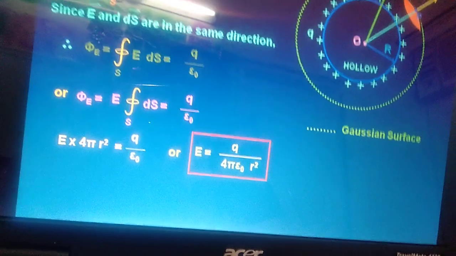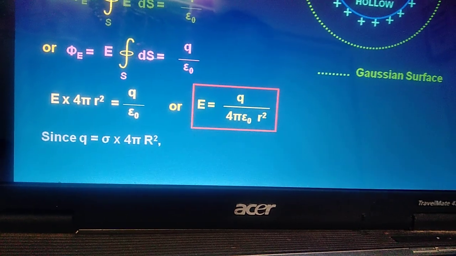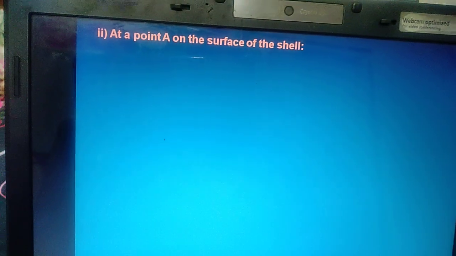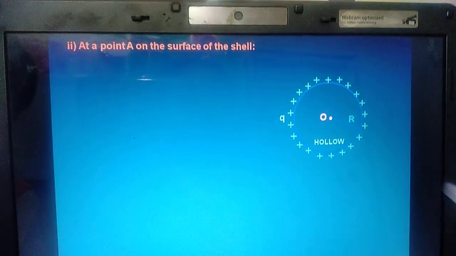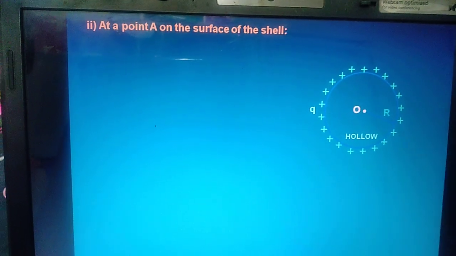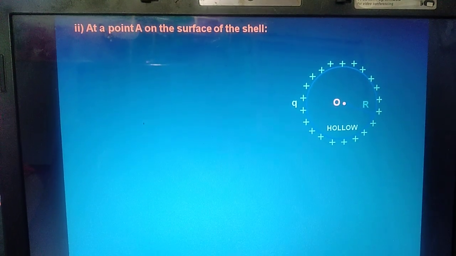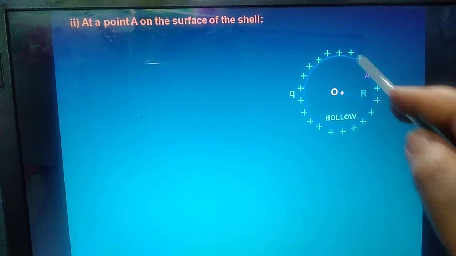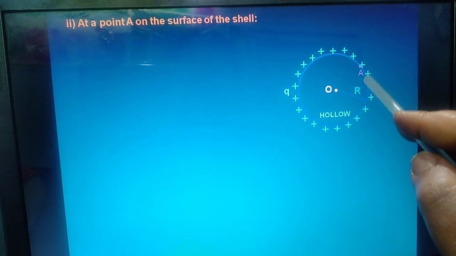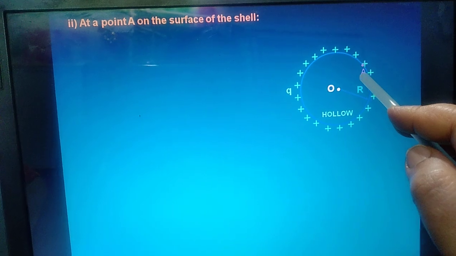Okay. Now let us take the next case: at a point on the surface of the shell. This is again the spherical shell having capital R as its radius, and now point P is lying on this surface. Here in this case we have represented it by A.